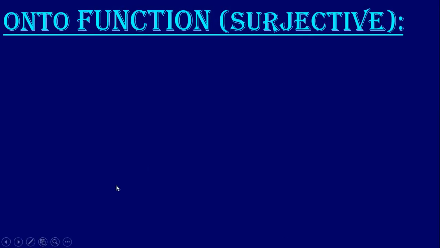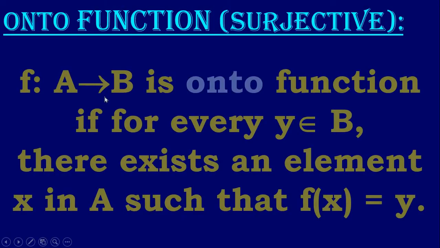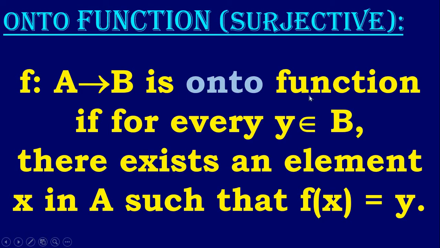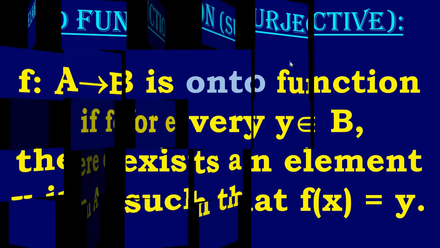Now we see how to verify whether the given function is onto. A function f from A to B is onto if for every element y belongs to B, there exists an element x in A such that f of x equals y. We have to take any element y belongs to B and verify whether its pre-image exists or not. Therefore, we have to find one element x belongs to A such that f of x equals y. So x is the pre-image of y. If x belongs to A, then the given function is onto, or else it is not onto.